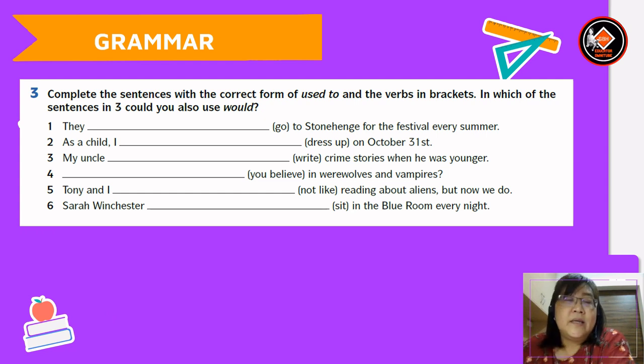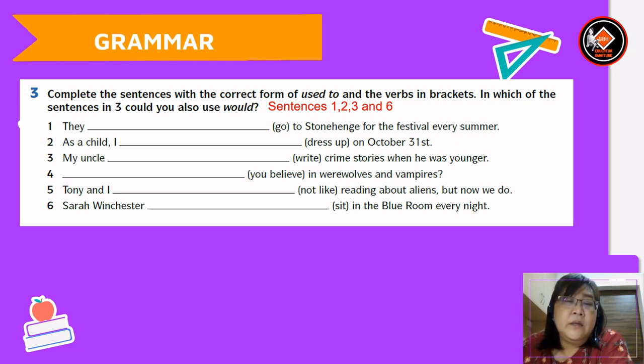So now let's look at the exercises. Complete the sentences with the correct form of used to and the verbs in brackets. In which of the sentences in 3 would you also use would? So let's look at the first one. The answer will be sentences 1, 2, 3, and 6. So for these sentences, you can also use would.